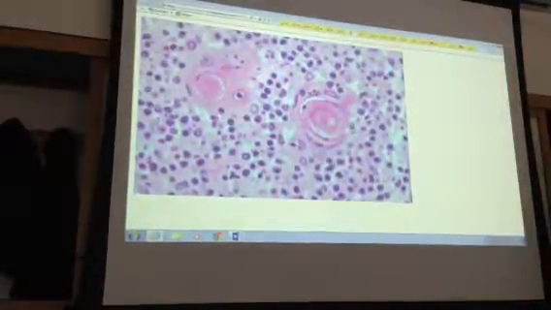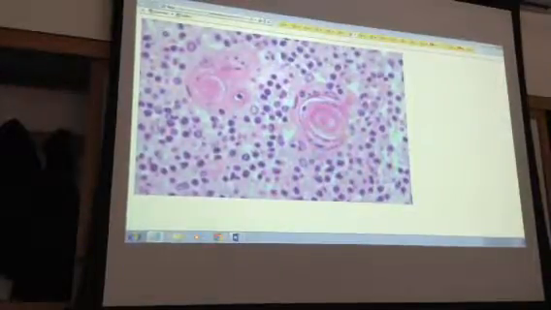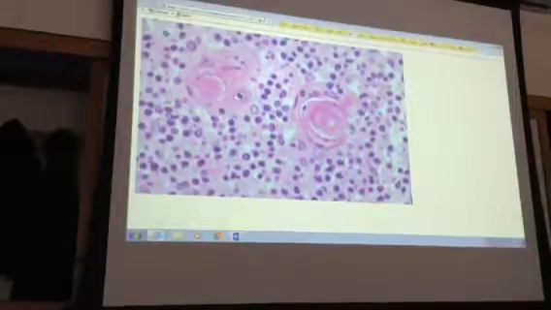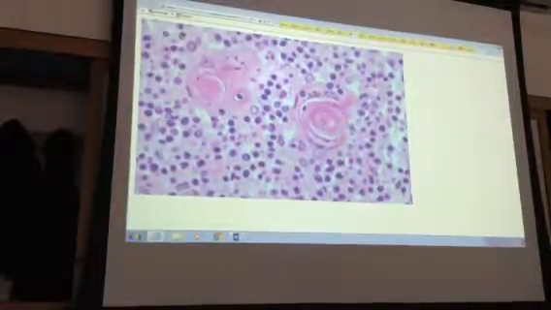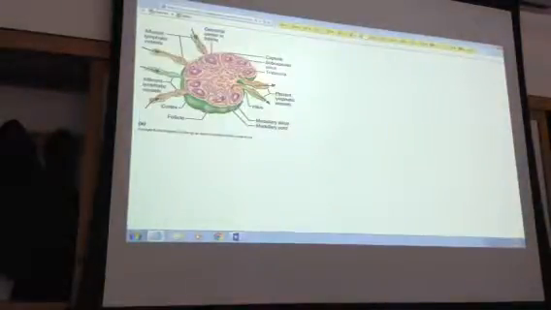Yeah, I guess they look sort of like a cut onion, but no one ever says that because in A&P1 we already said that a Pacinian corpuscle looks like a cut onion, so I don't know. I think it looks like a cut onion. All right, moving right along.